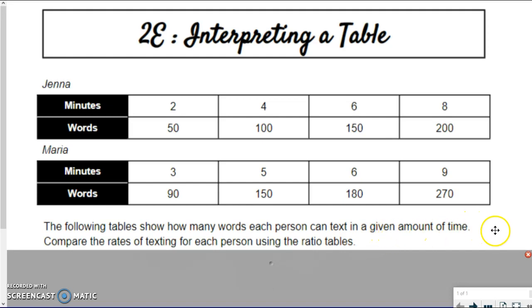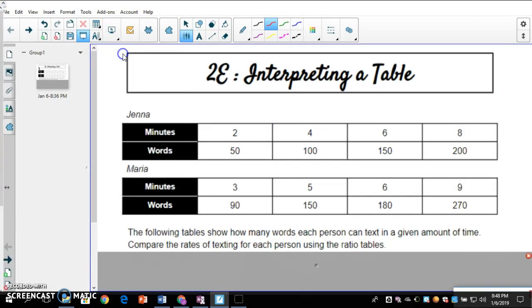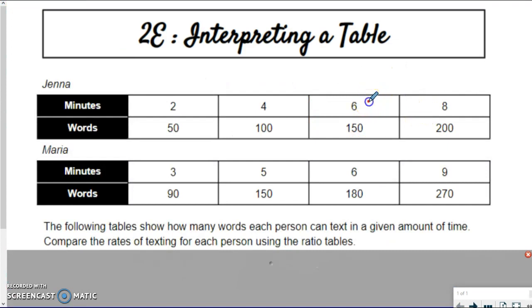So if I look at the table as is, I want to find something that's the same, whether it's the same number of minutes or the same number of words, because then I can look at what's different and compare those accordingly. So I'm going to look at this column right here. Let me get my pen back, 1 second. There we go. Do you see how in this column I've got 6 minutes here and 6 minutes here? So then I could very easily compare the words.